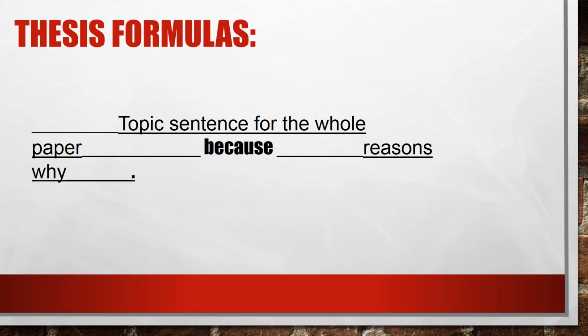Sometimes having to write a thesis can give a person writer's block. When this happens, it's okay to stick with a simple formula or sentence stem. You can always modify what you've written later if you want to. This formula or sentence stem connects the topic to the reasons with the word because. This helps keep the thesis to the one sentence rule.